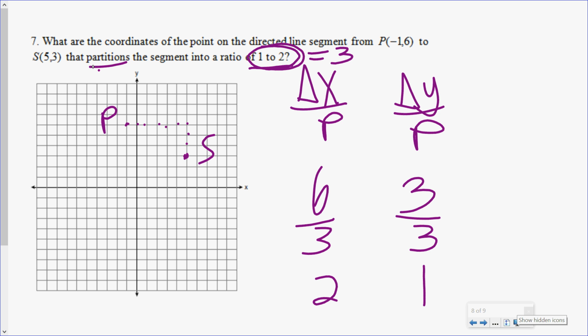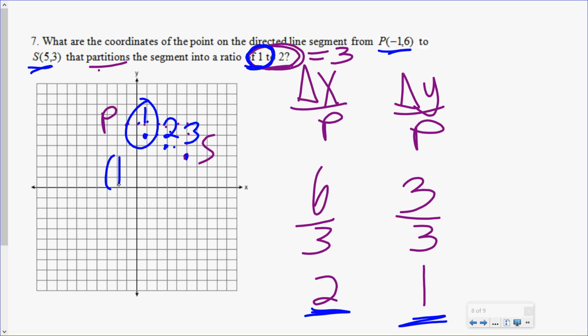Now, I'm going to count from P to S, going 2 in the x direction and 1 in the y direction. 1, 2, 1. 1, 2, 1. It's going from P to S, so P is 0, and this is the first, second, and third partition. Whatever number comes first in the ratio is my answer. The coordinates of that point are 1, comma 5.